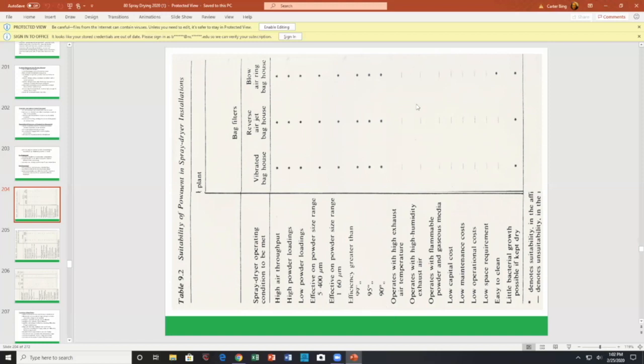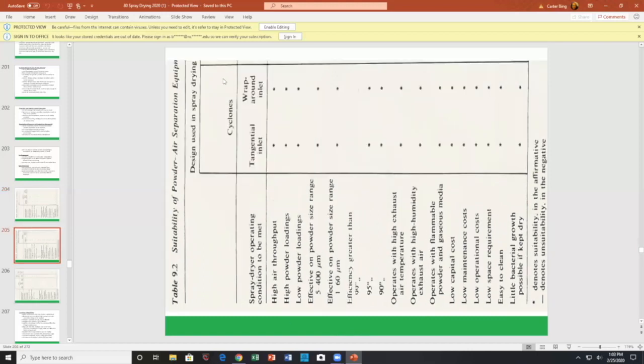Looks like we have all dots here, no dots here. And we're at the bottom, little bacterial growth, all dots there. Looks like all three are equivalent, except for right here, and this is for easy to clean. Star denotes suitability. So high air throughput, high powder loadings, low powder loadings. Anyway, you can look at it on the side. Bag houses, now we have cyclones. Covers everything, look at that.